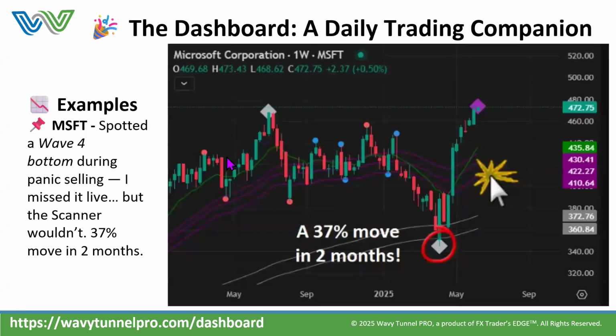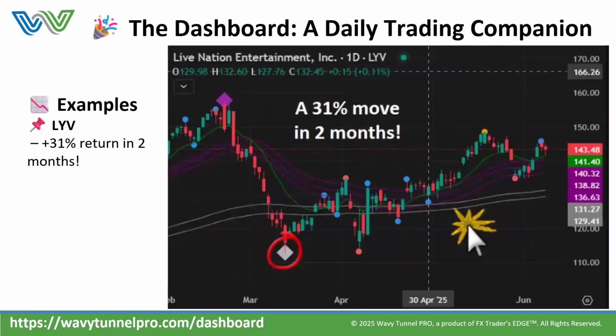So I was telling you that Microsoft hit, this was like your breakout 4 trade right here, and it moved 37% in 2 months. Okay, the scanner wouldn't miss this. I mean, you can scan every single day at the end of the day if you want. This is Live Nations, same setup right here. It turned around, 31% return in 2 months.